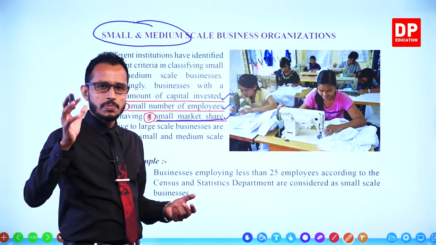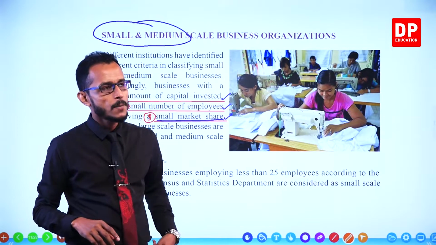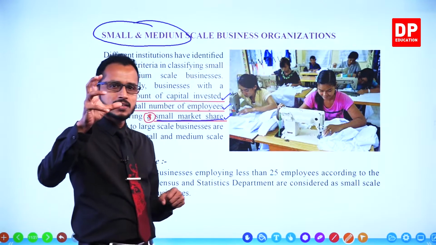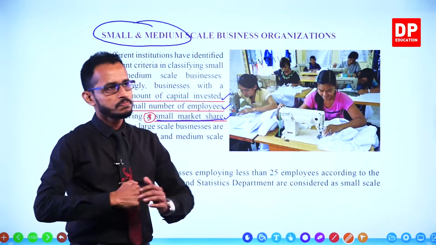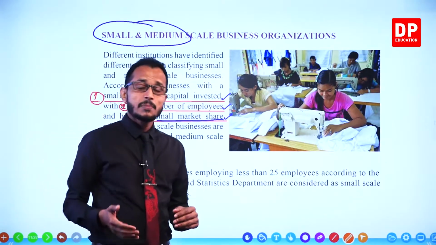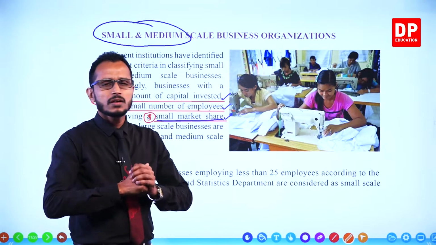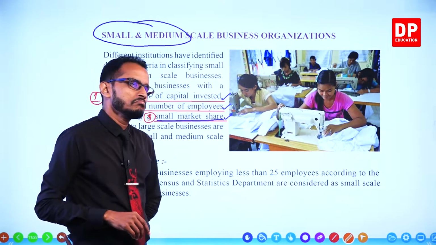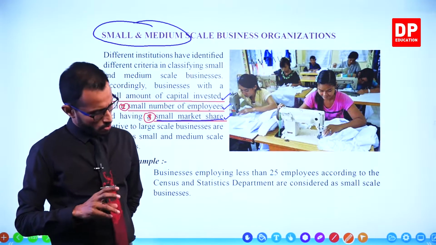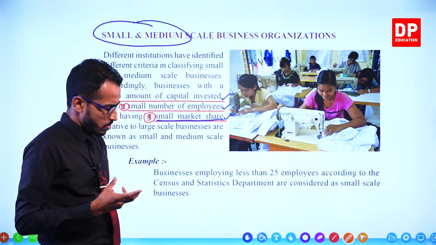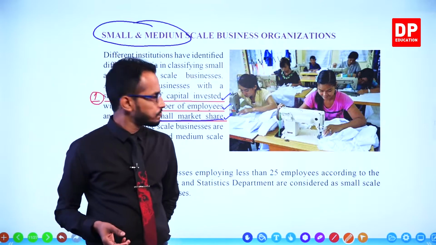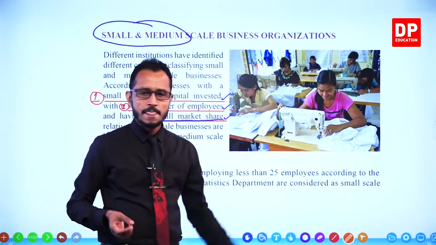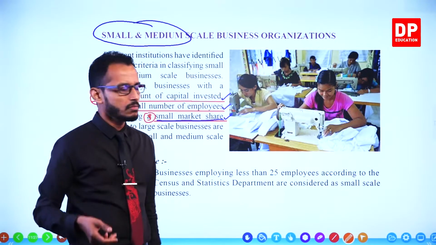I'll make it as simple as possible. Market share. Let's take something that you know. A simple example, something that you know. Maybe garments. The picture which is shown here. Let's take garments or textile manufacturing.